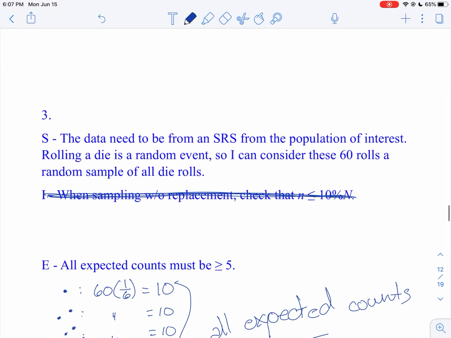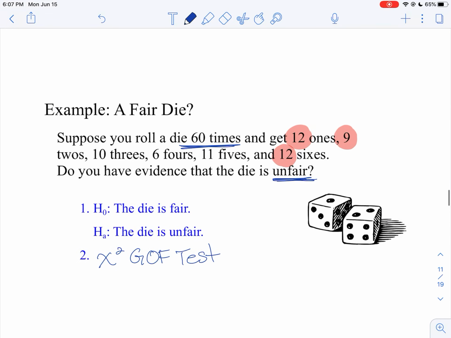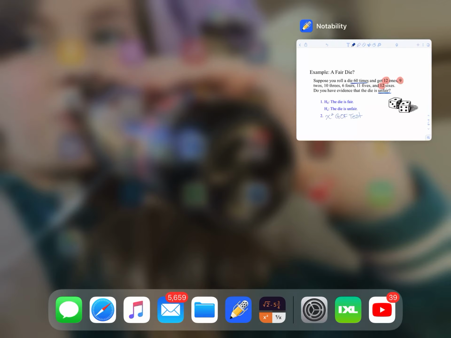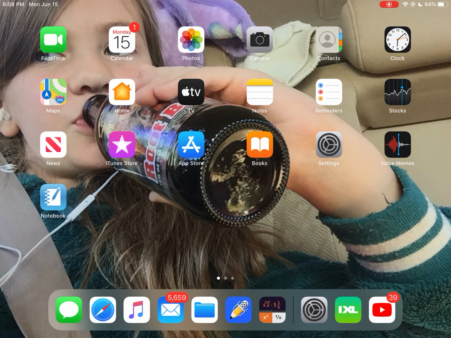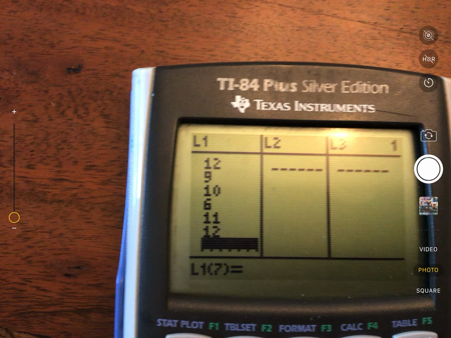Let me go back to the directions that they gave us. They had 12 ones, 9 twos, 10 threes, 6 fours, 11 fives, and 12 sixes. Let me show you my calculator here. Where is my camera? There we go. That's what I put into List 1, okay?